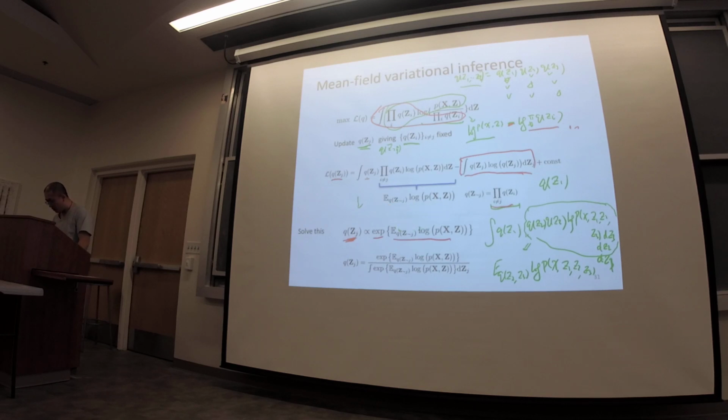Remember, this expectation is the expectation of the log joint probability with respect to Q of Z not G, and this essentially is a function of ZG, right? Then you take the exponential of this function of ZG, and you still end up with some probability function, right? And then you do the normalization. The normalization is pretty straightforward. Just integrate this function of ZG over ZG and divide by this exponential term. That's it.